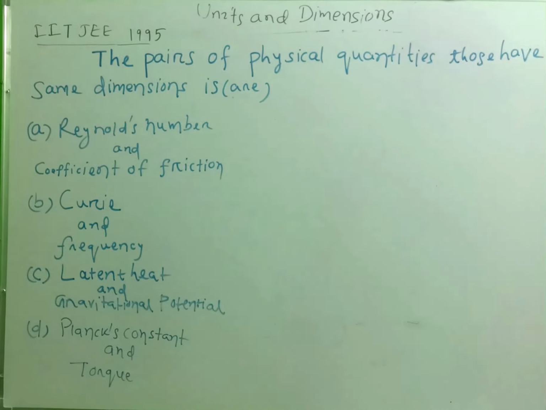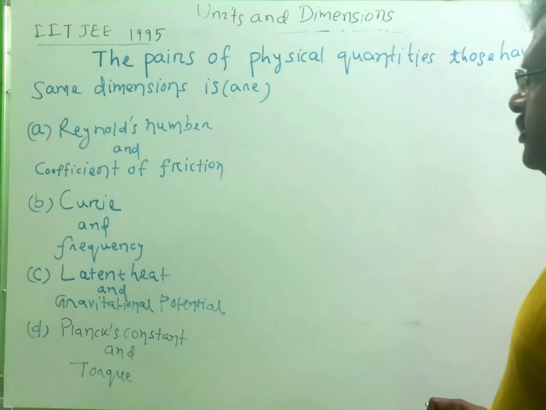Students, this question was asked in the year 1995 in IIT JEE exam from the chapter Units and Dimensions. The pairs of physical quantities that have the same dimensions are, there are four options given in A, B, C, D: Reynolds number and coefficient of friction, Curie and frequency, latent heat and gravitational potential, Planck's constant and torque. Okay, students, we have to verify the dimensional formula for each of the 8 given physical quantities.